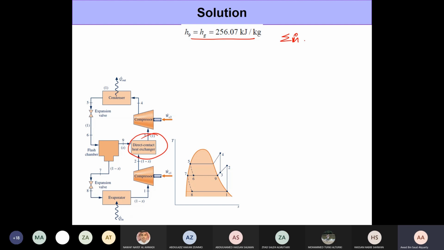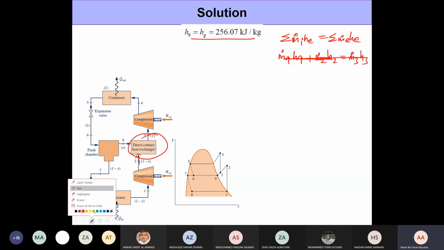So for the heat exchanger, it's simply the mass times the enthalpy that's coming in should be equal to the mass times the enthalpy that's going out. Okay, so here we have 2 inlets and 1 exit. The inlets are m dot 9 times h9 plus the other inlet, m dot 2 times h2. Okay, and we have a single outlet, which is m dot 3 times h3.